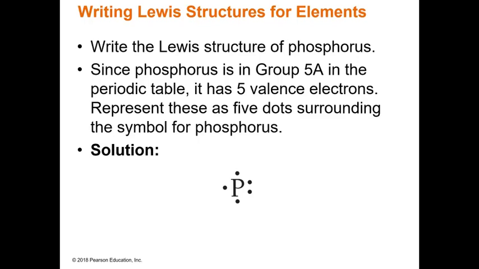Let's try phosphorus as an example. Phosphorus is in group 5A, so it has 5 valence electrons. To draw its Lewis structure, we place 5 dots around the symbol P. This visual representation tells us how many electrons phosphorus has available to share or transfer when bonding.